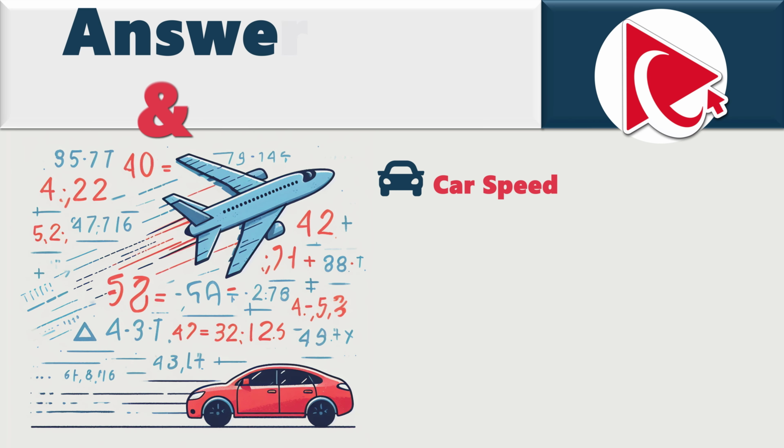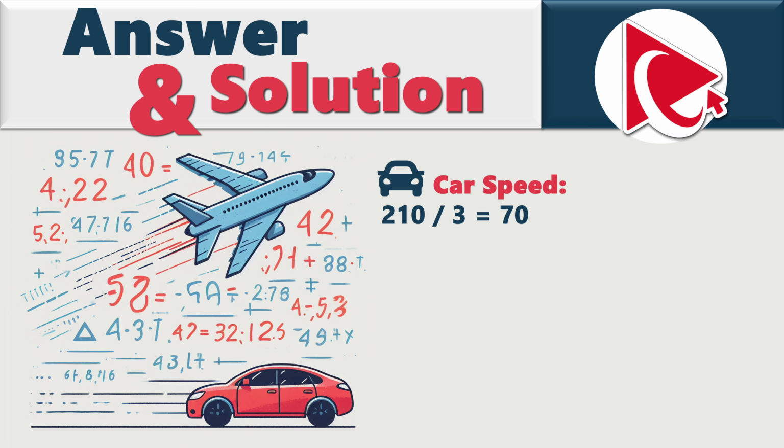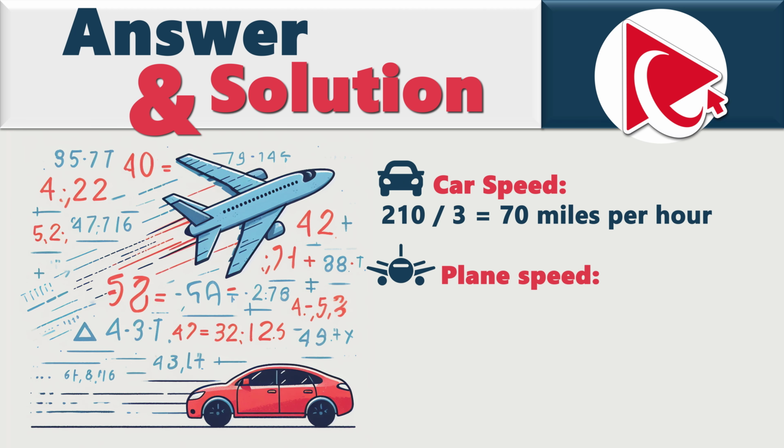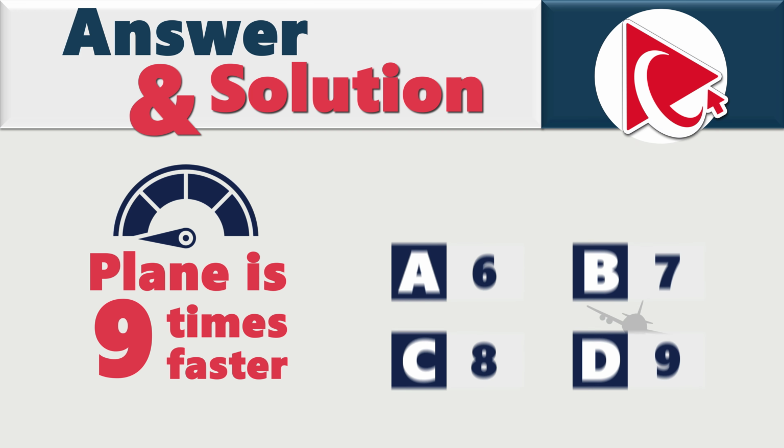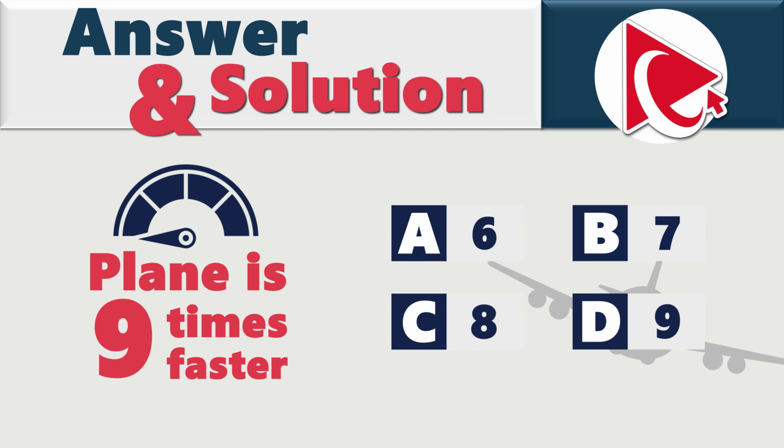The car speed can be calculated as 210 divided by 3, which would be equal to 70 miles per hour. The plane speed can be calculated as 1260 divided by 2, which equals 630 miles per hour. So the difference between plane and the car would be 630 divided by 70, speeds of the plane and the car, which would be equal to 9, which means plane is 9 times faster than the car. So the correct answer here is choice D, 9.